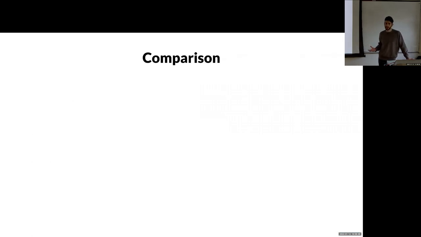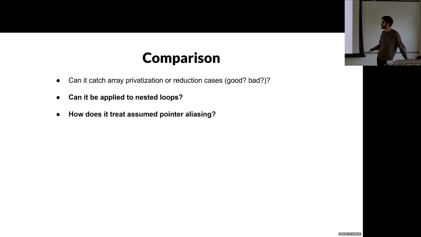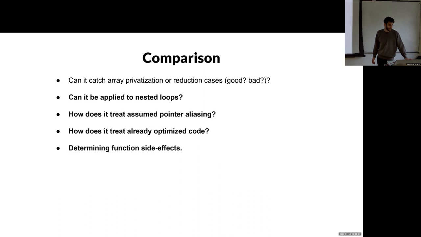So how do we actually compare and know how good they are? First thing, we want to know if they can catch cases of array privatization, meaning not just a private on a temp variable. We want it to be a private on an array variable. Can it be applied to nested loops? If I have a nested loop, can it identify correctly? What about assumed pointer aliasing? How does it treat it? And how does it treat optimized code? And what about determining function side effects?